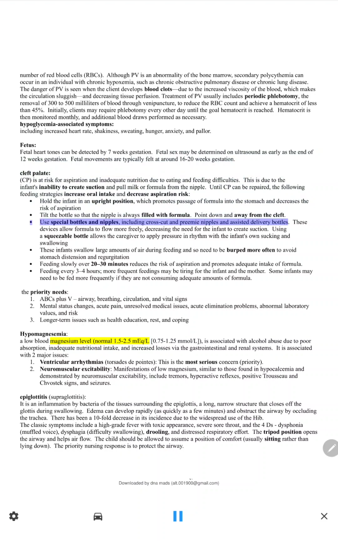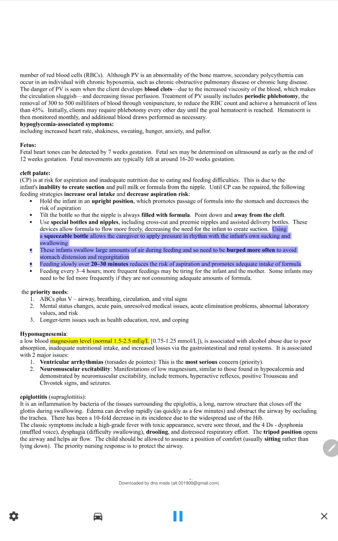Use special bottles and nipples, including cross-cut and preemie nipples in assisted delivery bottles. These devices allow formula to flow more freely, decreasing the need for the infant to create suction. Using a squeezable bottle allows the caregiver to apply pressure in rhythm with the infant's own sucking and swallowing.